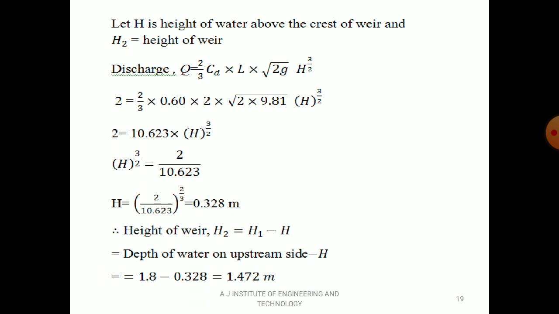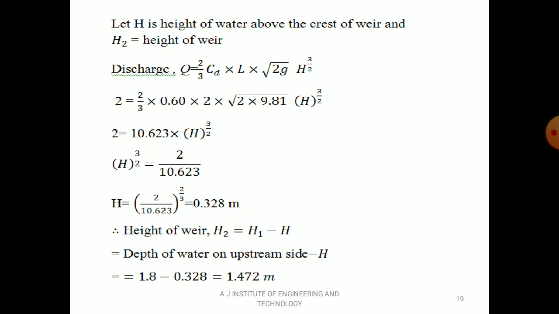Now you have to remove that 3 by 2. That can be done by taking the root. So H equal to 2 divided by 10.623 to the power 2 by 3, because H to the power 3 by 2 has to be cancelled. That can be cancelled by multiplying by the power 2 by 3; multiplying 2 by 3 cancels, so the remaining power is 1. If you multiply the power 2 by 3 on one side, you have to multiply on the other side as well. So it becomes 2 divided by 10.623 to the power 2 by 3, which is equal to 0.328 meter.